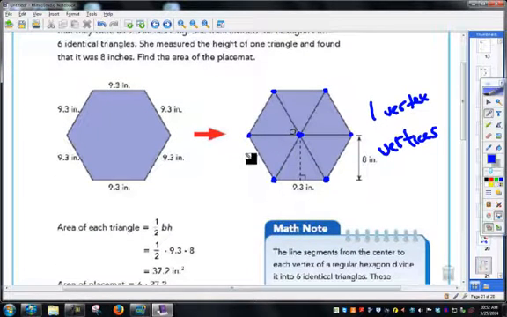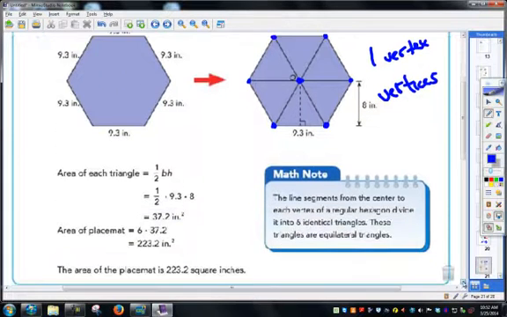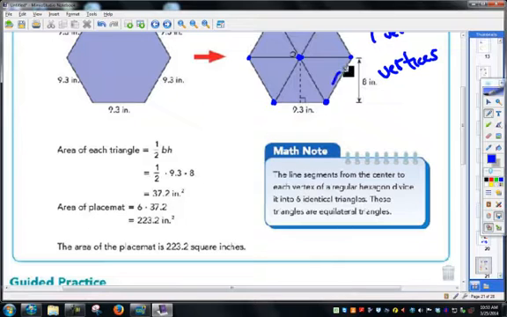So if you have 6 angles or 6 vertices, then that means that you will have 6 equal triangles. Okay? So if it's a hexagon, you know right away that it's going to have 6 sides, 6 angles, which means 6 vertices, which means it could be broken into 6 congruent triangles. Okay? And again, they knew the base and the height here. They figured out the area of that one triangle right there, and then they're just going to take that and multiply it by 6. And that's how they got that area.